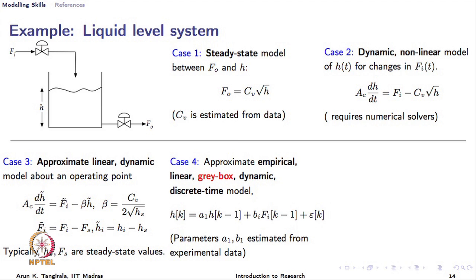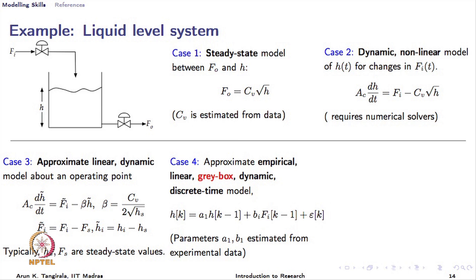And now from some prior knowledge of the process, I know that there is a first order linear relationship between the liquid level and the inlet flow rate. So, I write an approximate linear equation, but in discrete time, and it is essentially a first order difference equation. Because I moved from continuous time to discrete time, I moved from a differential equation to a difference equation.